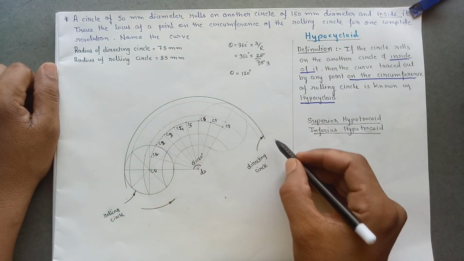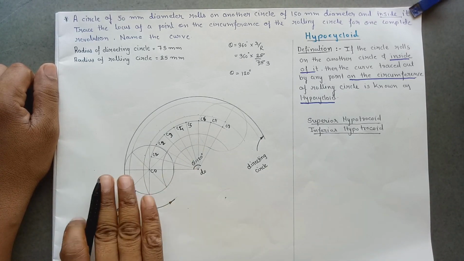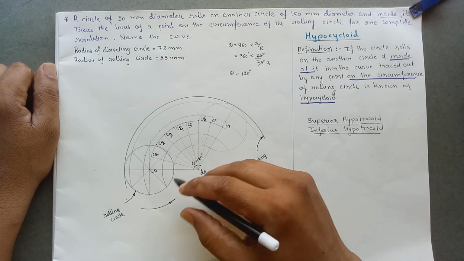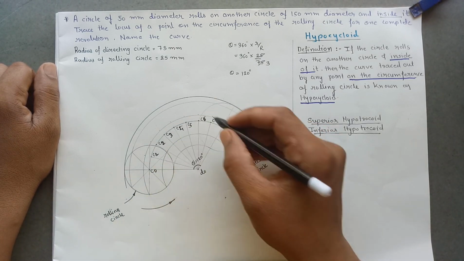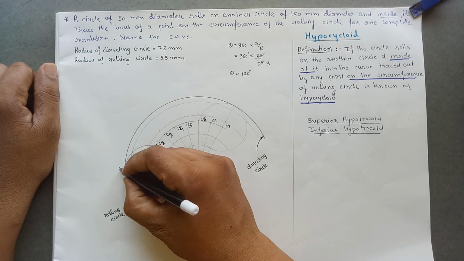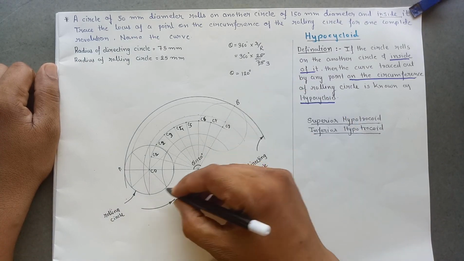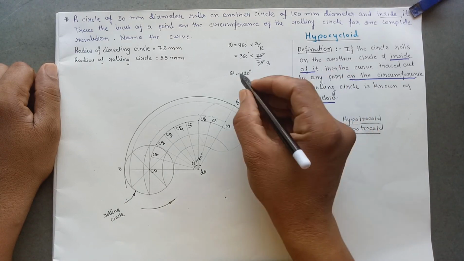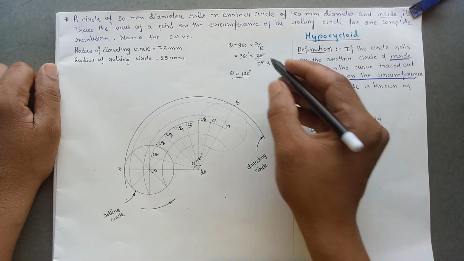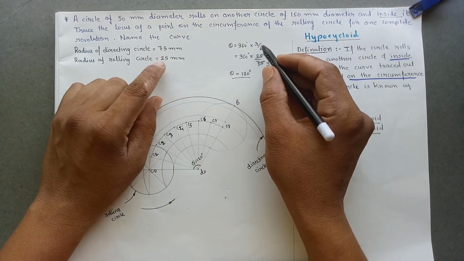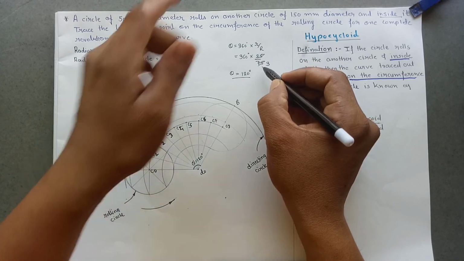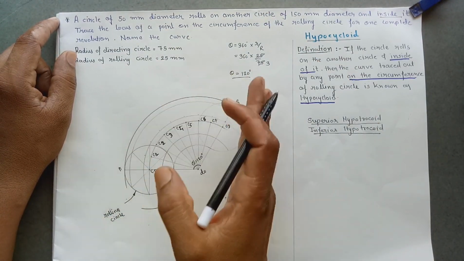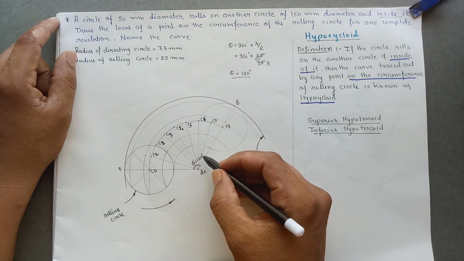So first of all, draw the directing circle, then draw the rolling circle inside of the directing circle. Show the angle theta up to which our rolling circle will roll. It is 120 degrees because the radius of the rolling circle is 25 mm and the directing circle is 75 mm. So draw the directing circle, rolling circle and the angle theta 120 degrees.